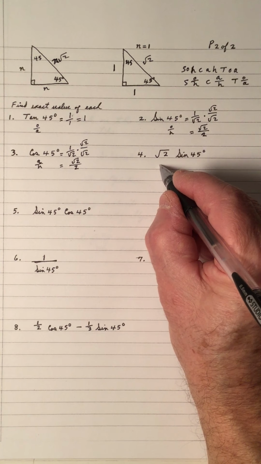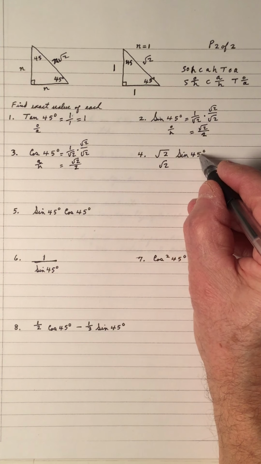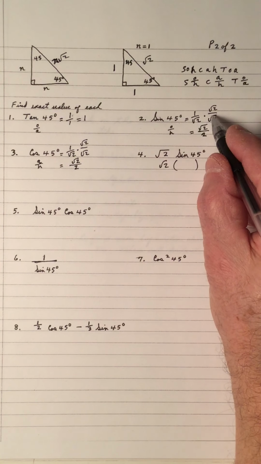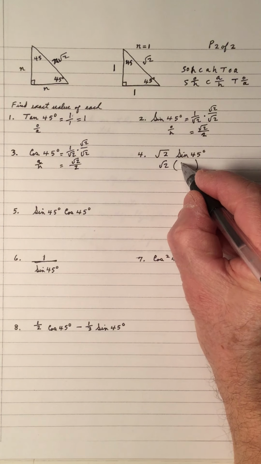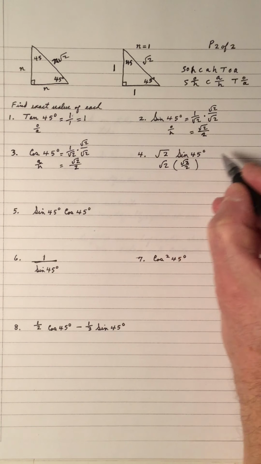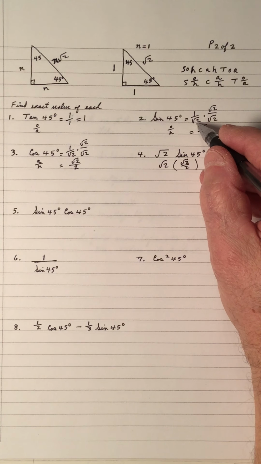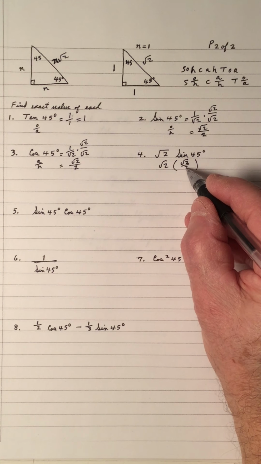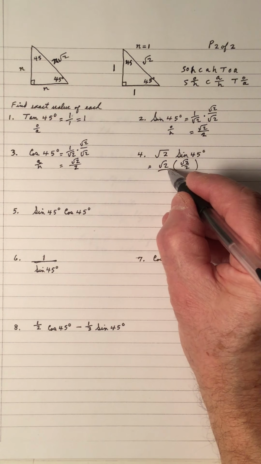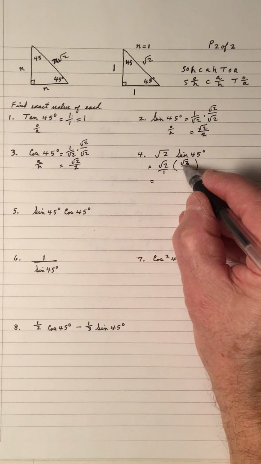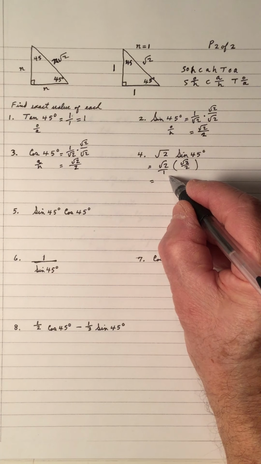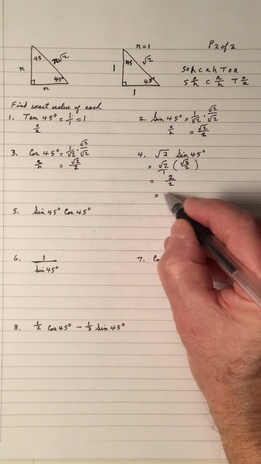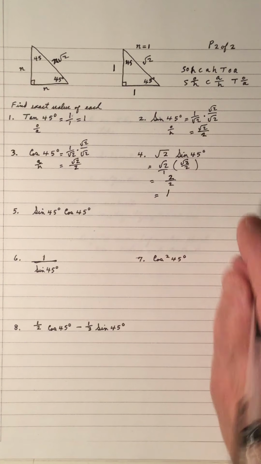Number 4, we have a root 2, and we have to work out the sine of 45. Well, the sine of 45 is already worked out, so I have root 2 over 2. If you did go 1 over root 2 and simplify it like this, go ahead, but you'll end up with root 2 over 2. So that's root 2 over 1 times root 2 over 2, root 2 times root 2 is root 4, which is 2. 1 times 2 is 2, and 2 over 2 simplifies to 1.